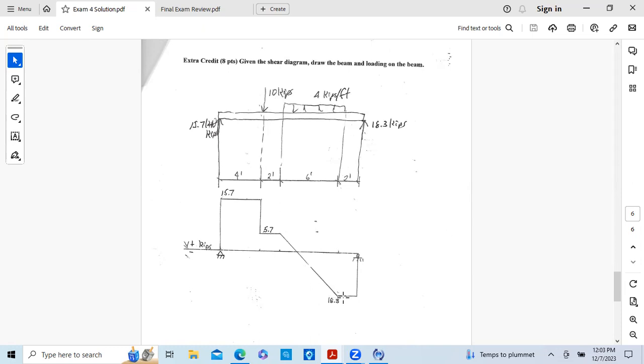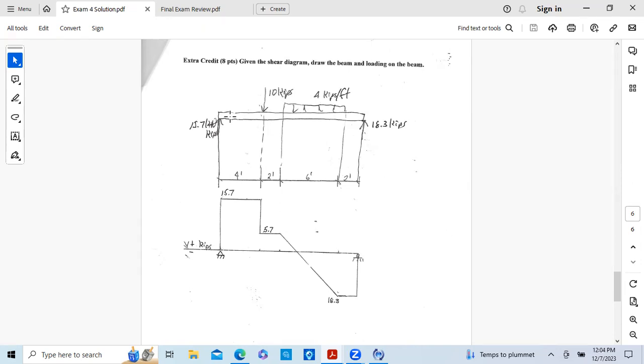It's constant, nothing's going on here. Okay. And this must be the other reaction at this end. 18.3. This reaction must be 18.3. This is my beam.